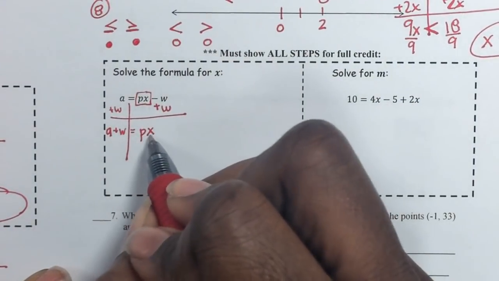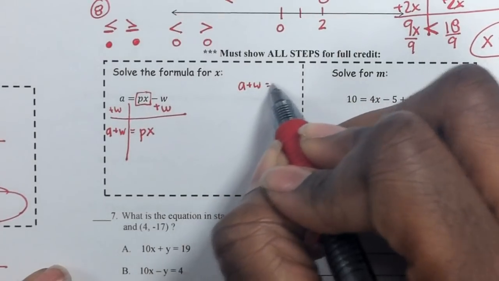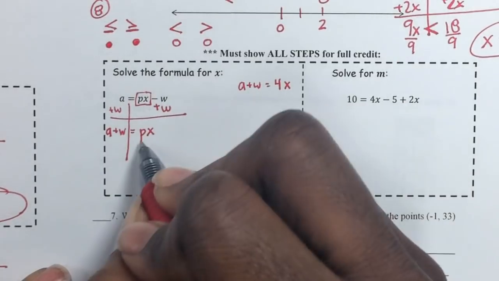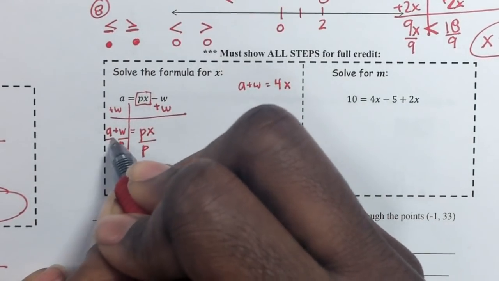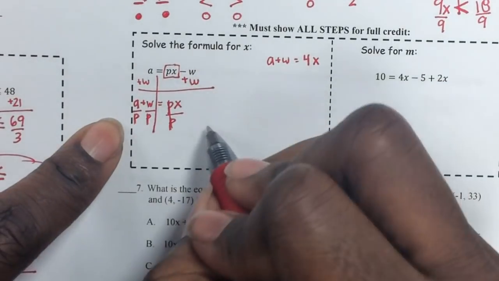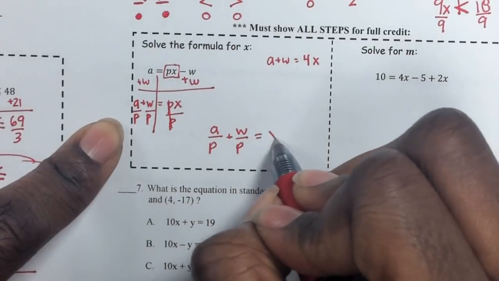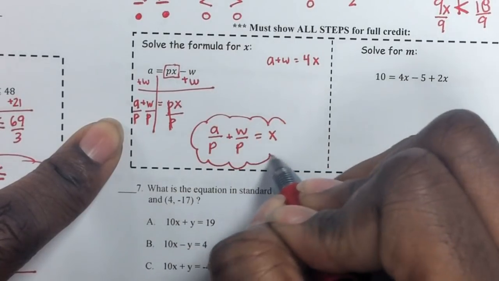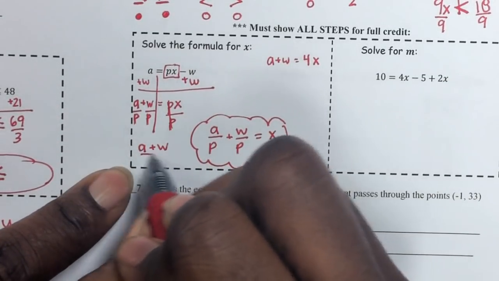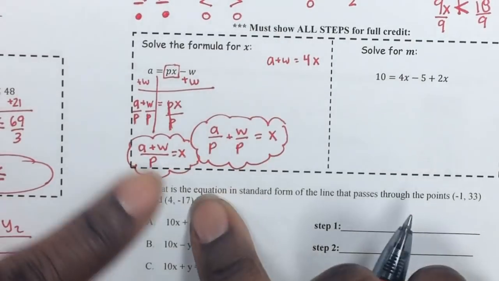Now, how do I get this p away from this x? Think about it like if it said a plus w equals 4x. How would I get the 4 away from the x? By dividing. So yes, divide by p, divide by p, divide by p, because the p's will cancel out. So what you're left with is a over p plus w over p equals x. But this could be written another way. They could just write a plus w all over p equals x. Remember, these are the very, very weird ones.